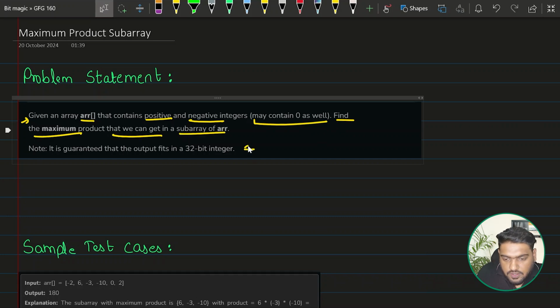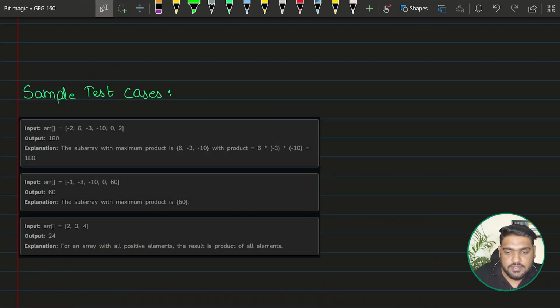And one note is given here. It is saying that it is guaranteed that the output fits in a 32-bit integer. That means we do not need to take care of the overflow. We would not be having that big of integers. So let's try to understand this question with an example. Let's see the sample test case.